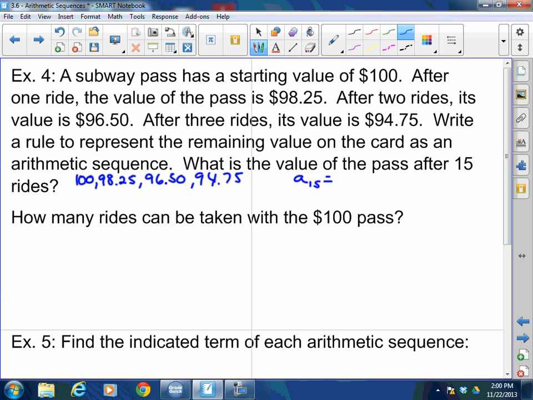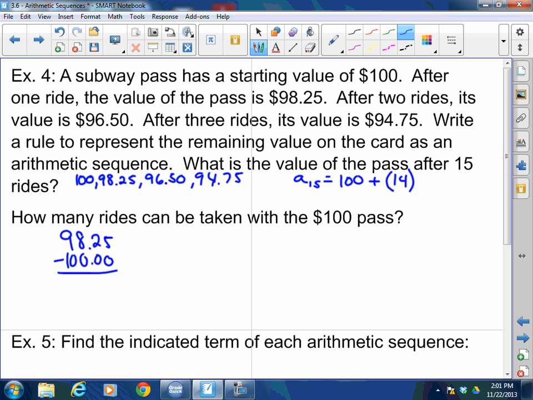What was my initial value? What is my A1 here? 100. Excellent. Plus N. What is my N here? 15 minus 1 is 14 times D. Now, this is what got a lot of people. What's my common difference here? Negative 1.75. Remember, it's the second term minus the first term.